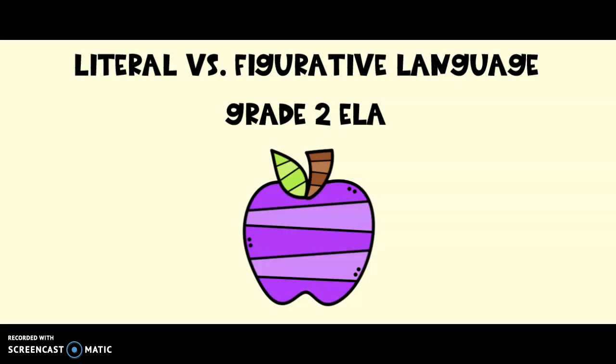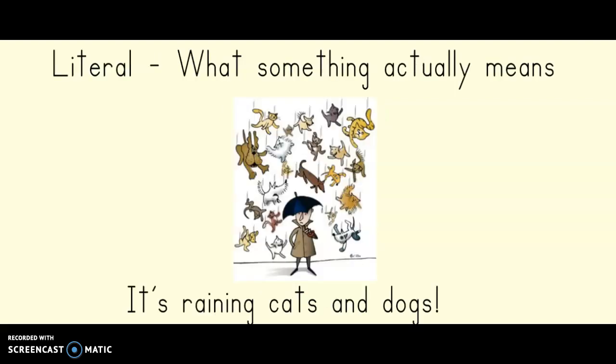Let's take a look at the first example. When something is literal, that means that it's what something actually means. If you say, "Oh, it is literally so hot in here," that means that you're saying it really is hot. It's stating the truth. Something literal is what's actually happening.